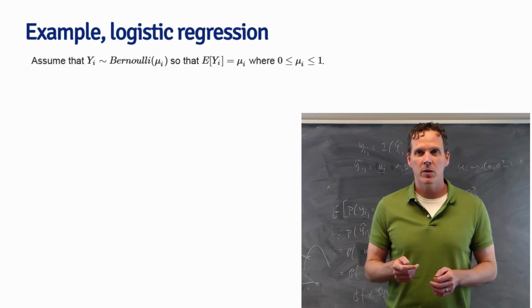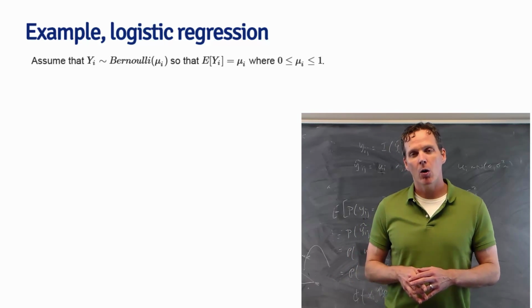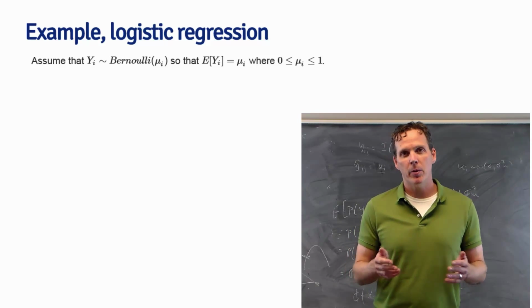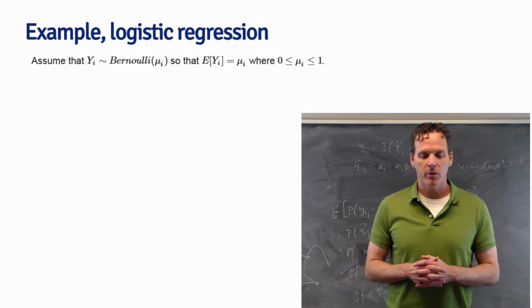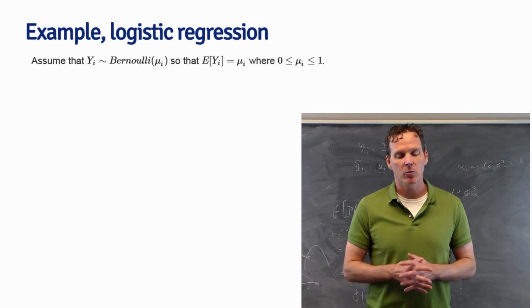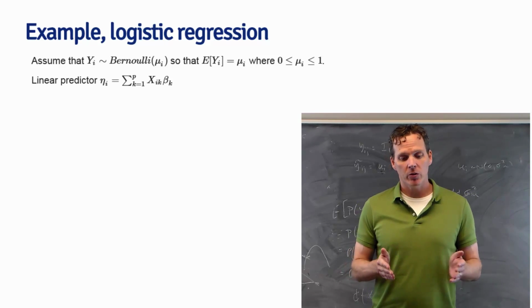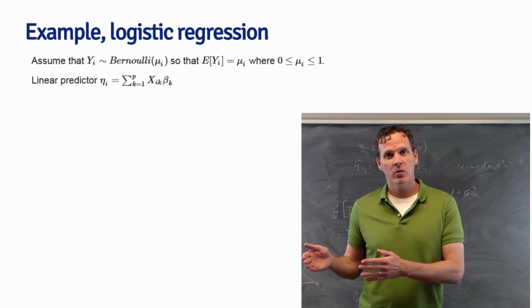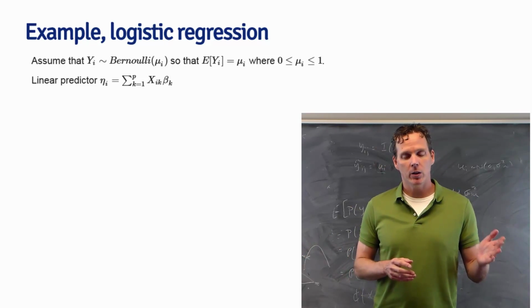Okay, so we're modeling our data as if it's a bunch of coin flips, only the probability of a head may switch from flip to flip, and it's not necessarily 0.5. So the probability is given by this parameter mu sub i. The linear predictor is still the same. It's just the sum of the covariates times their coefficients.